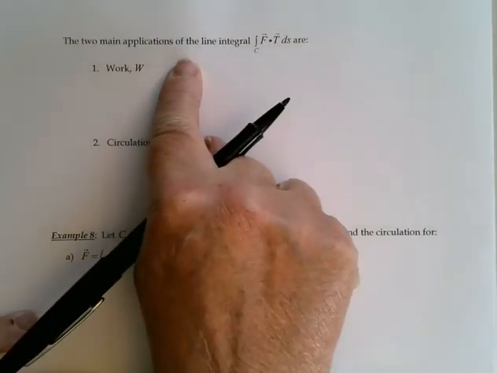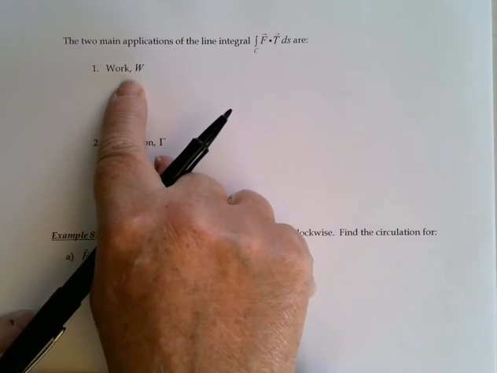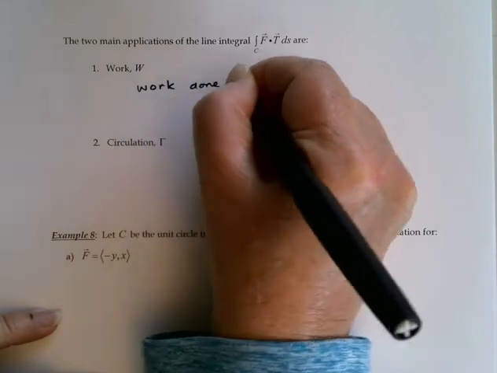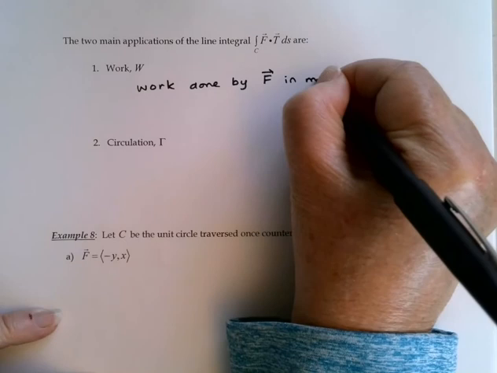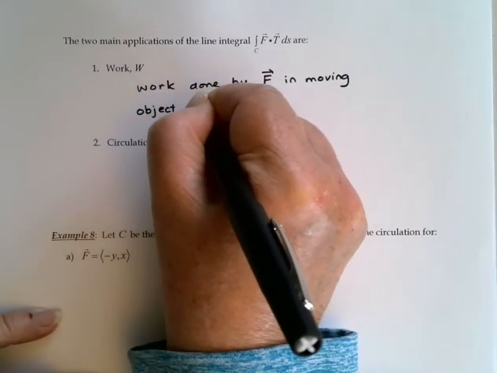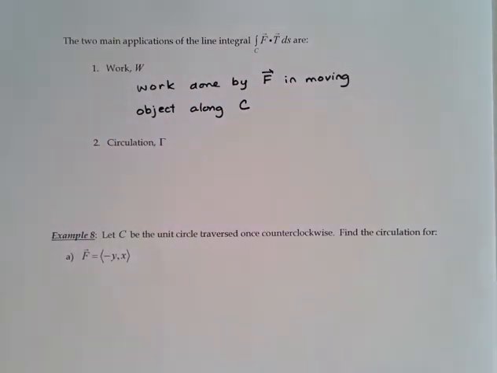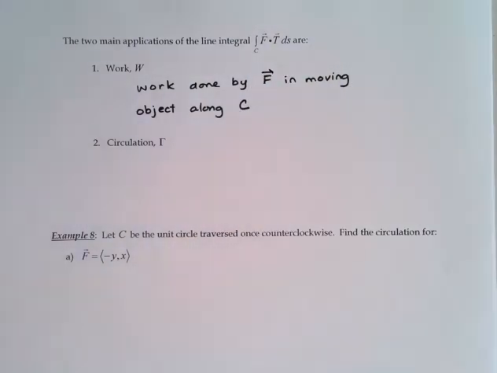Again, our two main applications of the line integral, F dot T ds, are the work. This is the work done by F in moving an object along C. A very slight difference in interpretation. Circulation is calculated the exact same way, right? No difference in the methods that we use to calculate these.